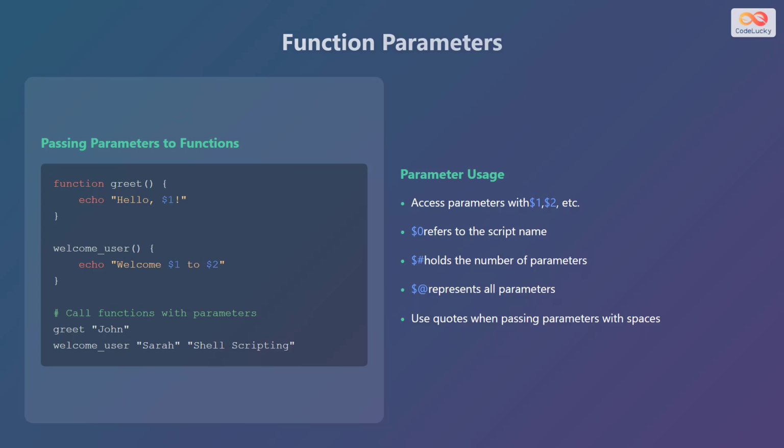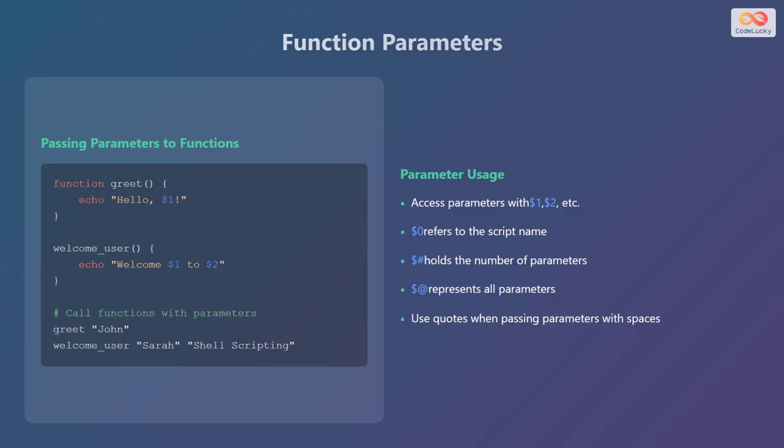Let's learn about function parameters. Here's an example of passing parameters to functions. We define a function named greet. This function takes one parameter and prints a greeting message including the provided name. Next, we create another function named welcome_user. This function takes two parameters, a username and a topic. It prints a welcome message including the username and the topic. Now let's call the functions with parameters. We call the greet function with the parameter John, and the welcome_user function with the parameters Sarah and shell scripting.